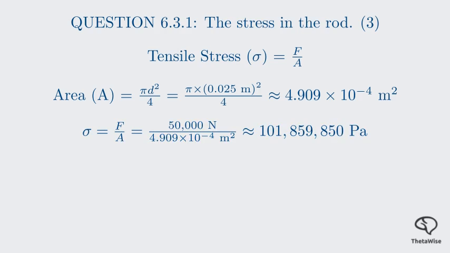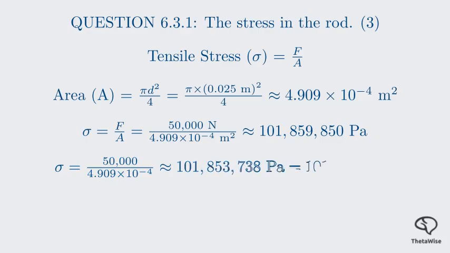Let's see if we can match it. The memo used the value 4.909 times 10 to the negative 4, which is a rounded value. If we use that rounded area, we get 101,853,738 pascals, which is indeed 101.854 megapascals when rounded to 3 decimal places. This matches the memo's value. Let's continue to the next part of question 6.3.